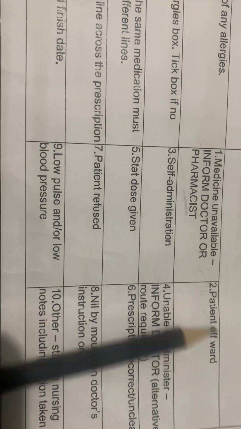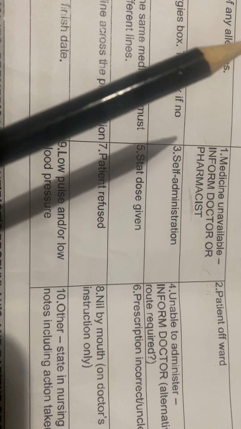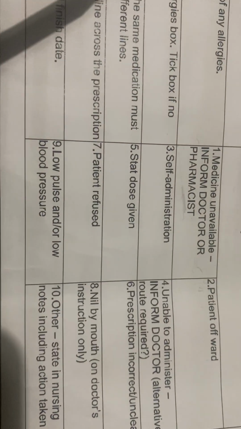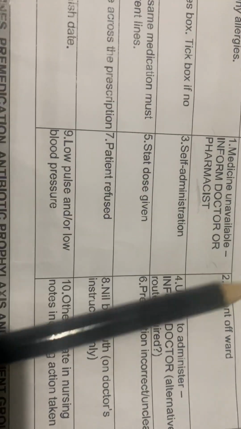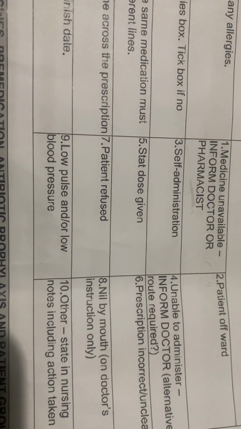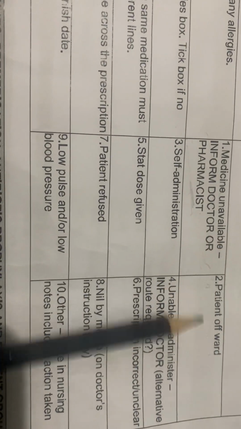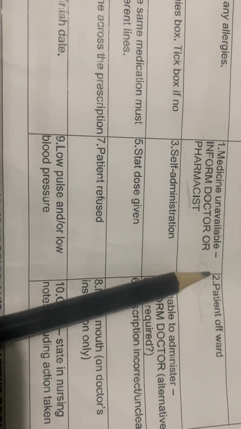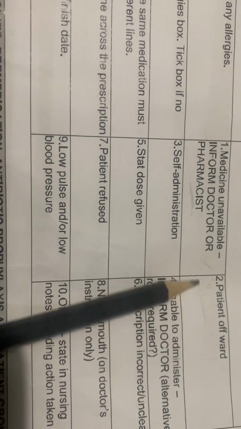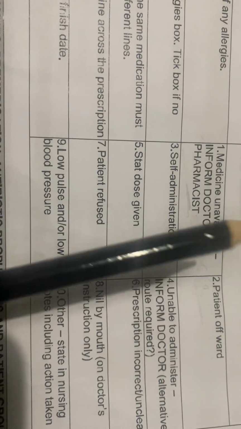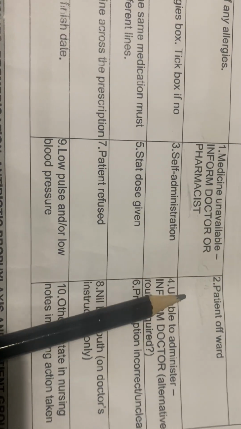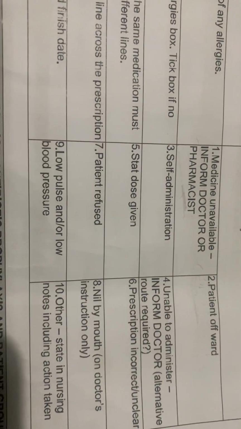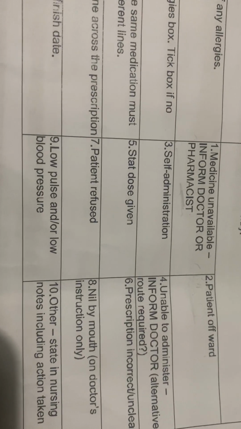Maybe she stepped out to do something. So you are going to code it. Yes, you code it code 2, patient off ward. You go to where that medication chart is, where they said today. You write code, then you write 2. Okay, you put your signature and the date of your examination.